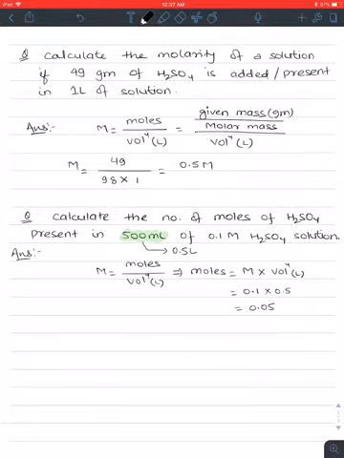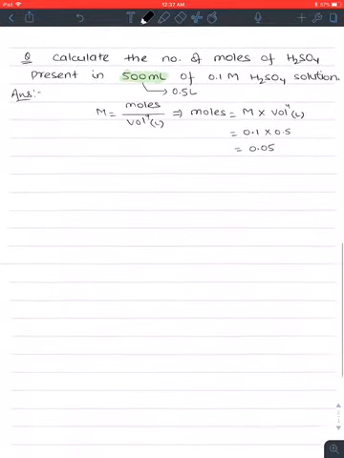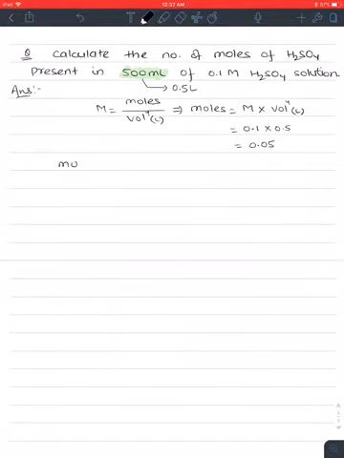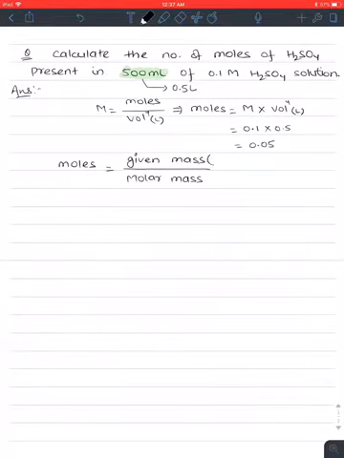Now if we know the number of moles, we can also find the weight of H2SO4 which is present. How can you find the weight of H2SO4? We know one formula, that number of moles is equal to given mass upon molar mass. In the previous question we have used this relation too. The given mass has to be in grams. So mass will be equal to moles into molar mass.